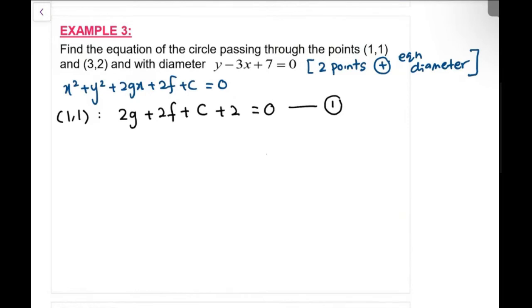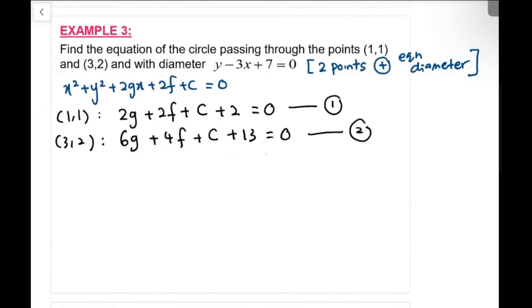Alright, and now the second point, we have (3, 2). So our equation would be 6G plus 4F plus C plus 13 equal to 0. And that's going to be the second equation.